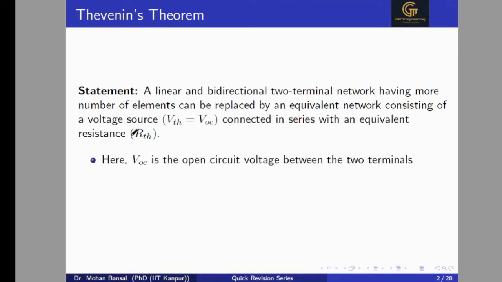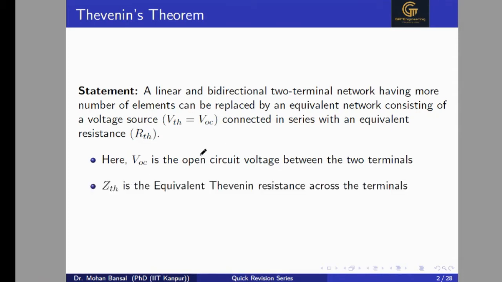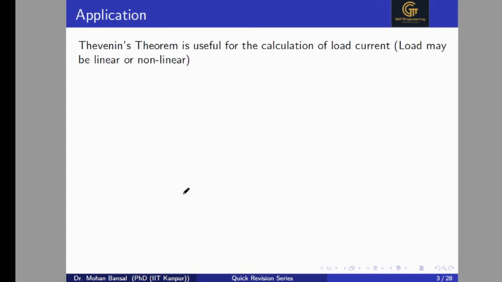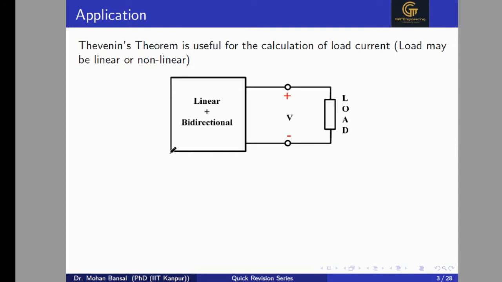Here VTH or VOC is nothing but the open circuit voltage between the two terminals, and RTH, or we can write ZTH, is the equivalent Thevenin's resistance. If we write ZTH, it is the equivalent Thevenin's impedance across the terminals. What does it mean? It means that for a DC circuit we compute RTH, and for an AC circuit we compute ZTH. You will see more details in this diagram.